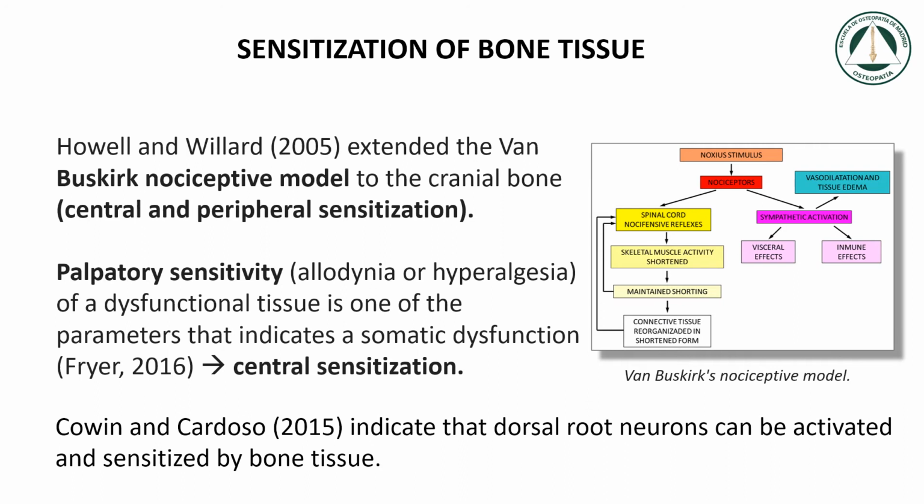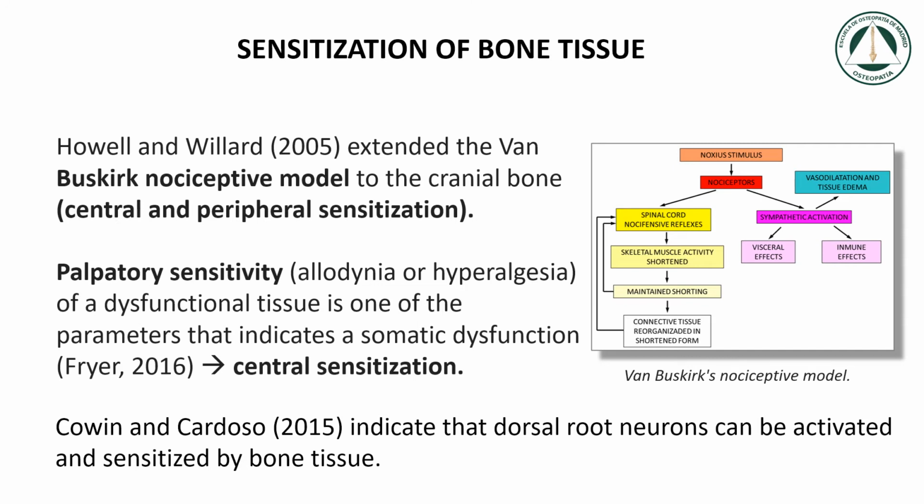Sensitization of bone tissue. Howell and Willard, 2005, extended the Van Buskirk nociceptive model to the cranial bone, to explain central and peripheral sensitization. The palpatory sensitivity, allodynia or hyperalgesia, of a dysfunctional tissue is one of the parameters that indicates a somatic dysfunction, associated with central sensitization. Cowan and Cardozo, 2015, indicate that dorsal root neurons can be activated and sensitized by bone tissue.